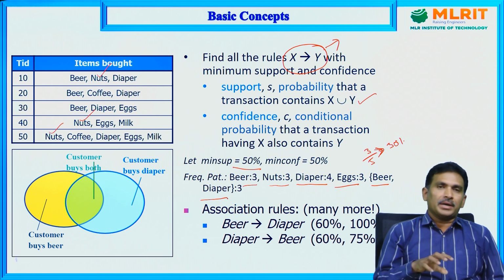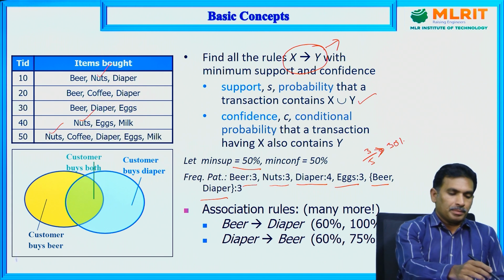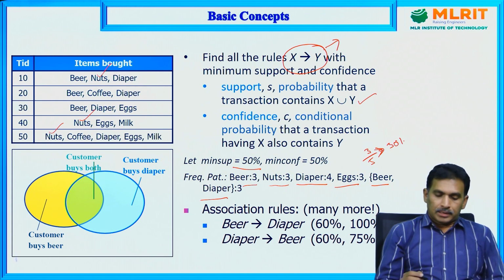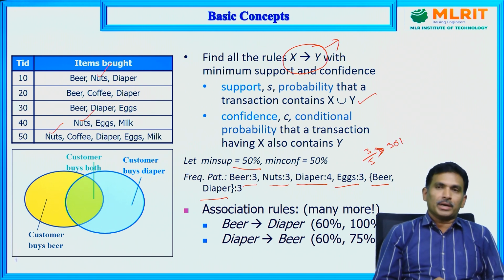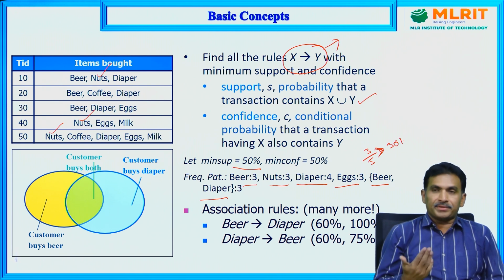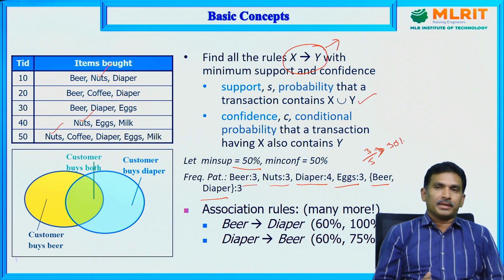These 2 items together, beer and diaper, as we already verified, appeared in 3 transactions. So that is more than 50% of transactions. So this item set is also a frequent item set.